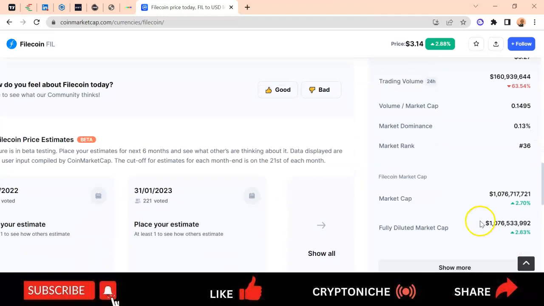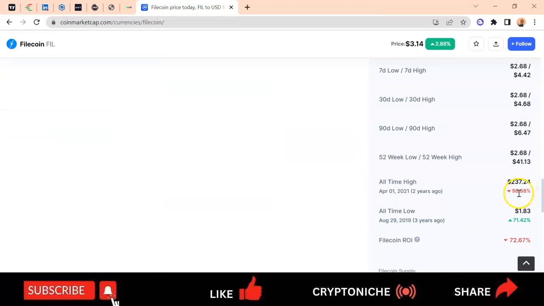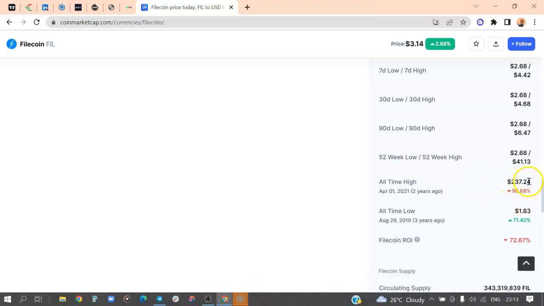Let's have a look at the Filecoin data. Can you see this? It has lost 98.68% of its value since it rose to $237.24 in the last bull market, which was 2022. So you can't say it is 2 years ago, but you can say it is approximately 2 years ago.